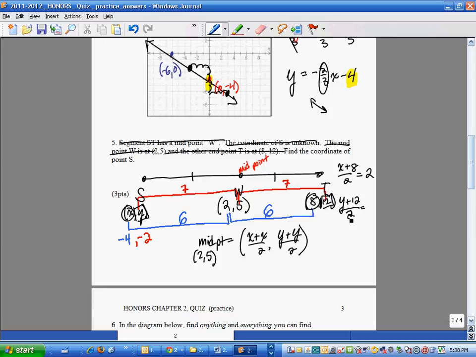Now here's the check. The check is to actually average negative 4 plus the other x, which is 8, divide by 2, and then negative 2 plus 12, divide by 2. You average this out, and that's going to be 4 over 2, which of course is 2. That's going to be 10 over 2, which is 5. And there's your check because you have the same midpoint.